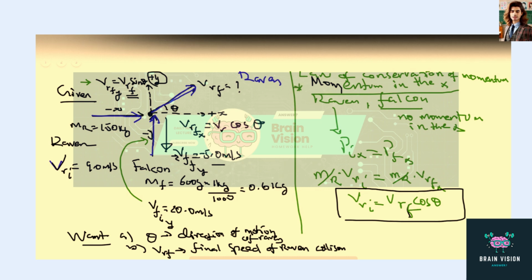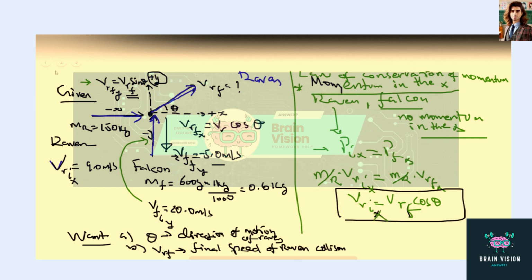So again, just to clarify things, we have to get the momentum in the x direction, and that's the law of conservation of momentum. The initial momentum in the x is the same as the final momentum. We don't have to deal with the falcon, so we only focus on the raven. So mass of raven times initial velocity of the raven in the x direction, this one too would be the initial velocity of the raven in the x, because it's the same thing, equals mass of raven times final velocity in the x. So then VRIX.